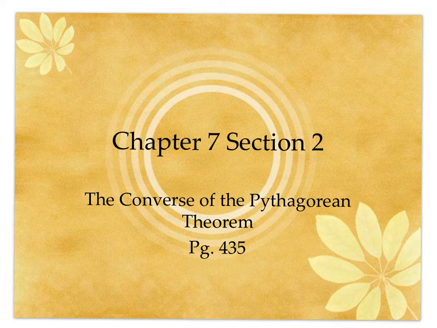So 7.2 is called the converse of the Pythagorean Theorem. We know from first semester that a converse is what? Flip the order, right? So if it said if this, then that. So it said if a triangle is a right triangle, then a squared plus b squared equals c squared. What do you think the converse is?